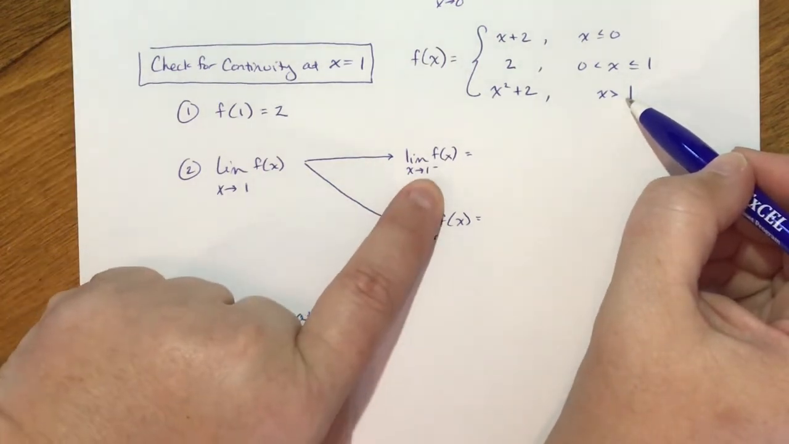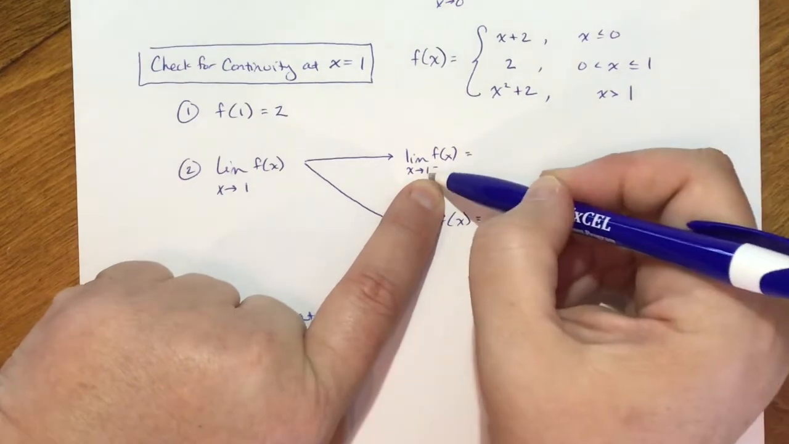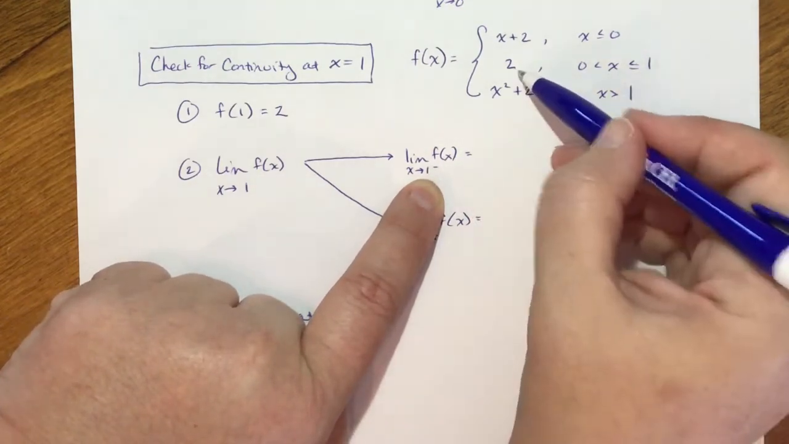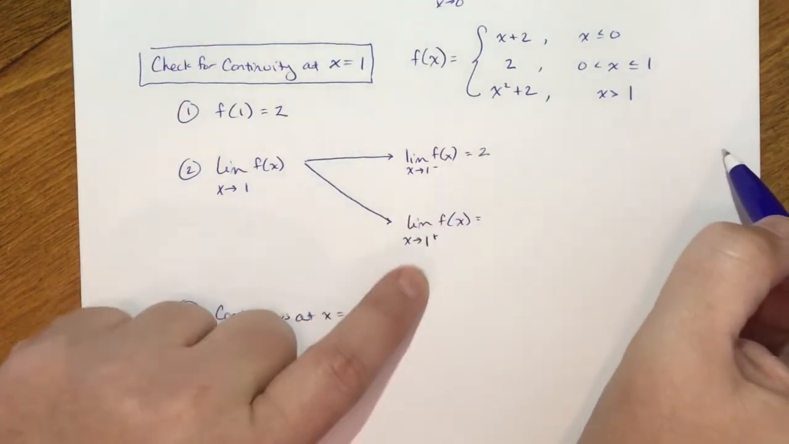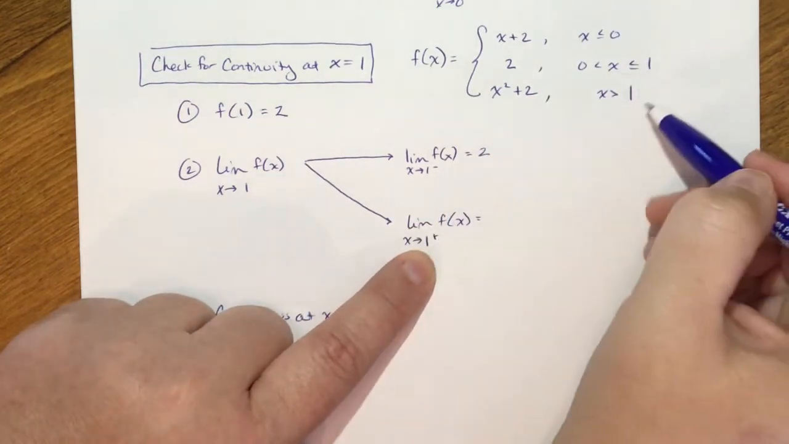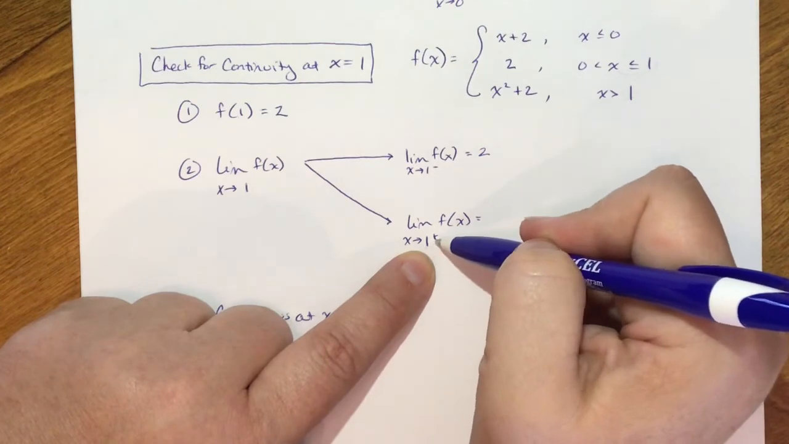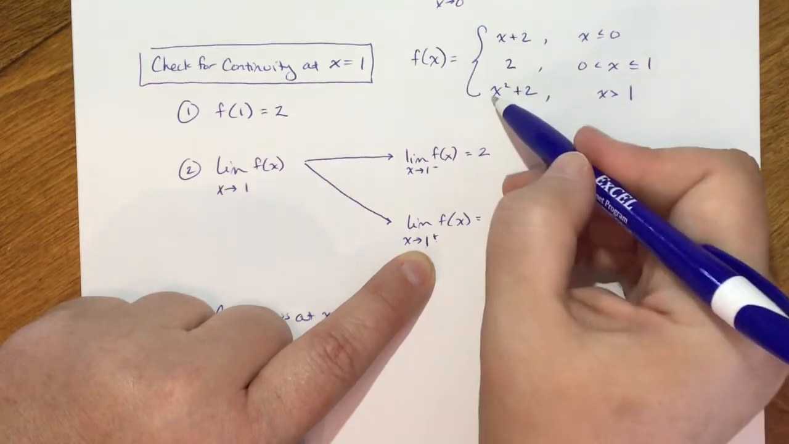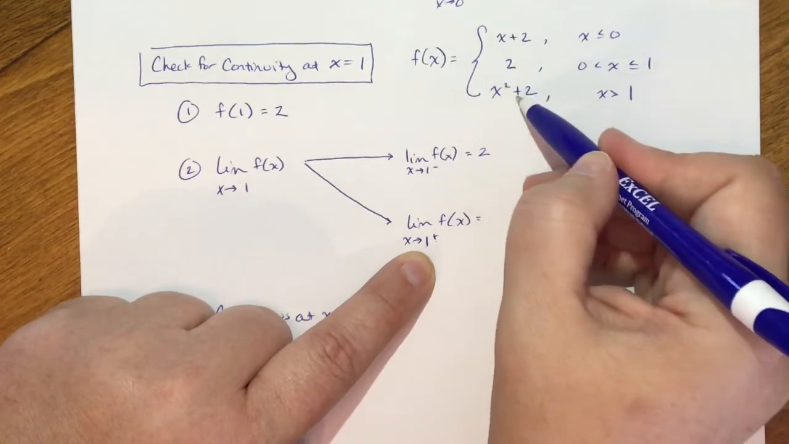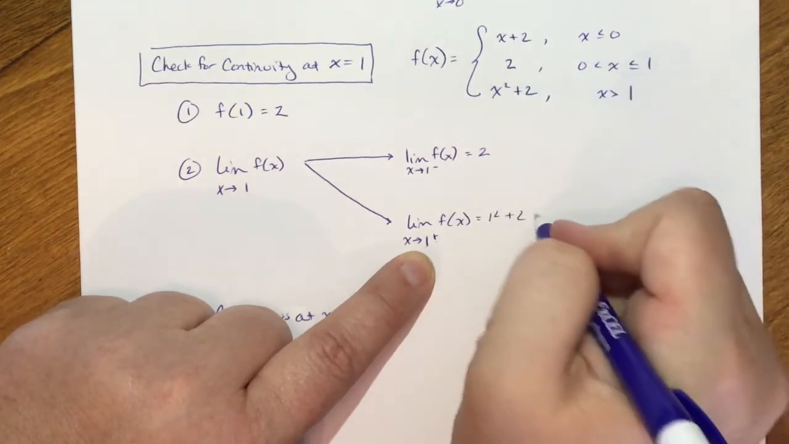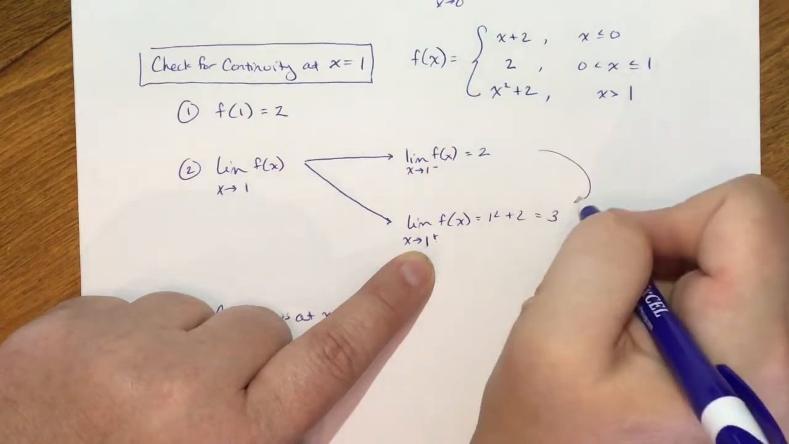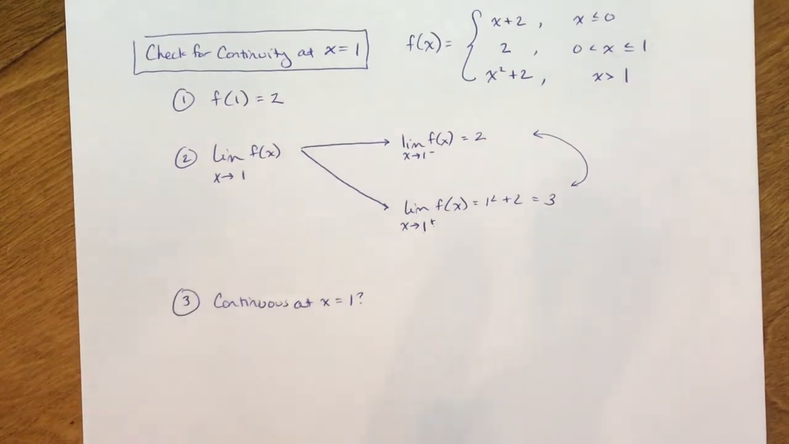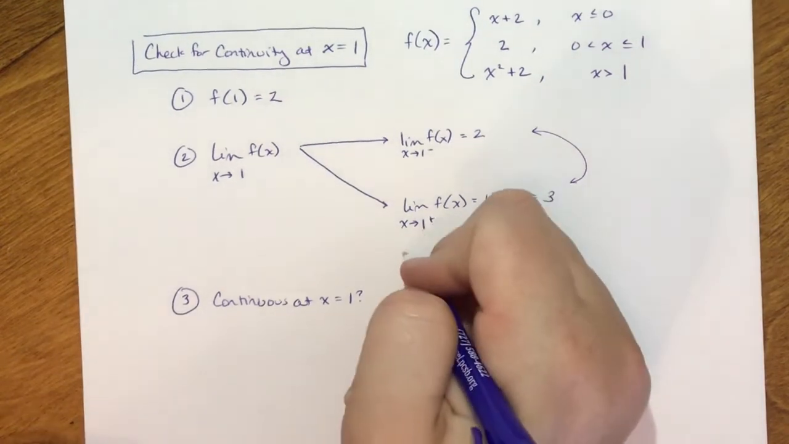So the left hand limit as we approach 1, that means our x values are less than 1. That's going to be in here. So that's 2. Now the right hand limit. If I'm on the right side of x equals 1, then I have x values that are more than 1, which means I'm on this piece. So I'm going to plug in 1 here. 1 squared plus 2 gives me 3. So I notice that the left and right hand limits don't match. That means that the limit does not exist at x equals 1.